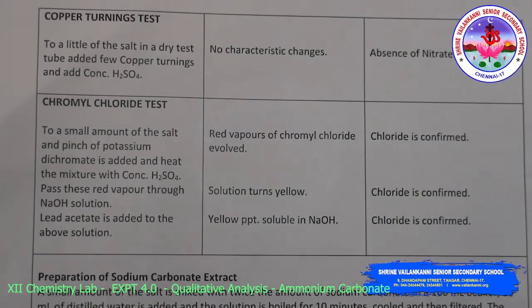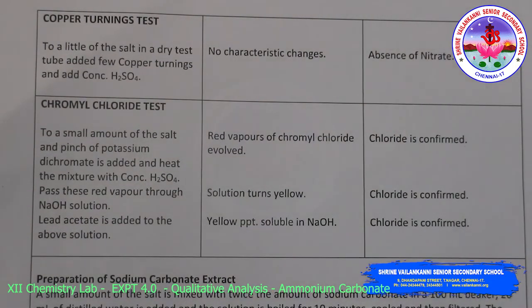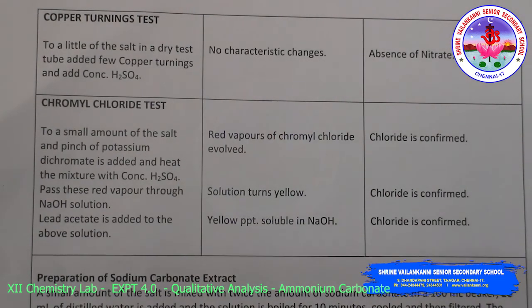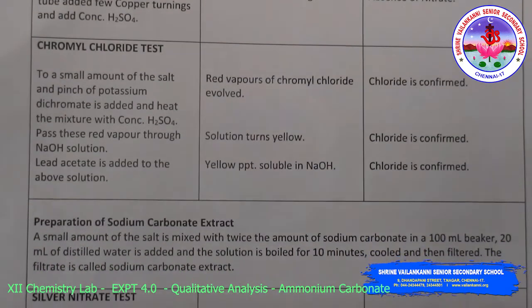The copper turning test: take the substance in a dry test tube, add some copper turnings and concentrated sulfuric acid. No characteristic changes, so absence of nitrate. Next, the chromyl chloride test. This is barium chloride, so this is the chloride confirmation test.